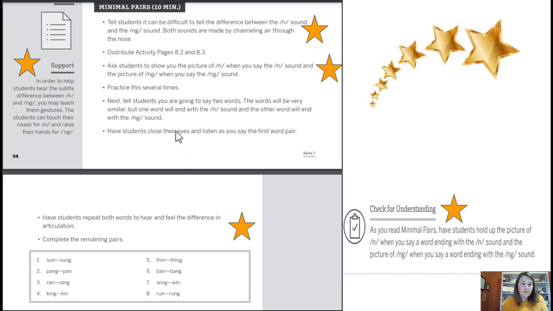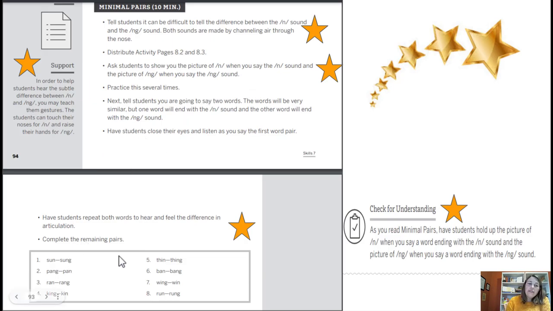And then we get to where they discuss minimal pairs. This minimal pairs activity is full of phonetic pieces. So they're going to be telling the difference between the N and the NG sounds. And they're going to have an activity where they're going to hold up which card matches the sound that they are hearing. And then over here in the supports, they even give them some gestures to help tell the difference. So the N would be the nose, and then NG, the back nasal sound, is hands up. And you go through this activity.